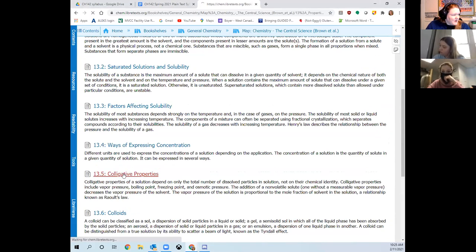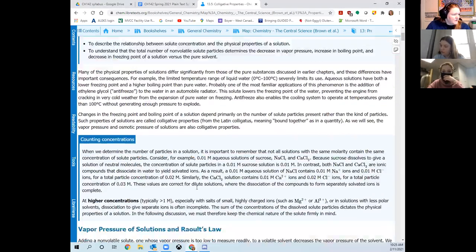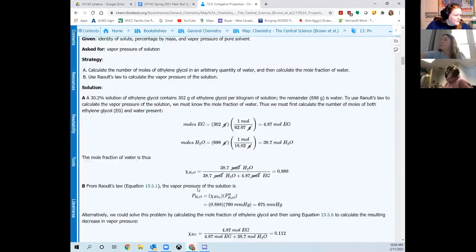This is a colligative properties topic. So we're going to go to that chapter, which is 13.5. Okay. Are we ready? This is not quantitative yet.